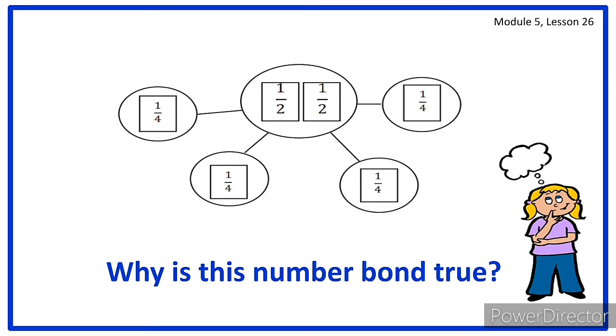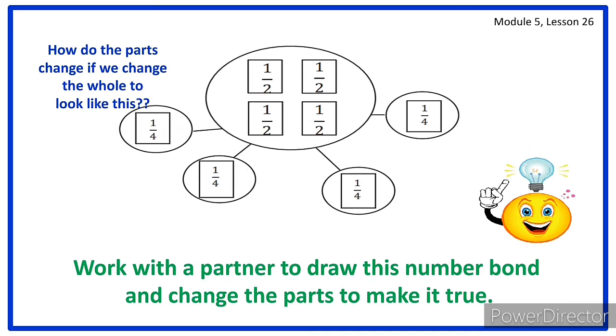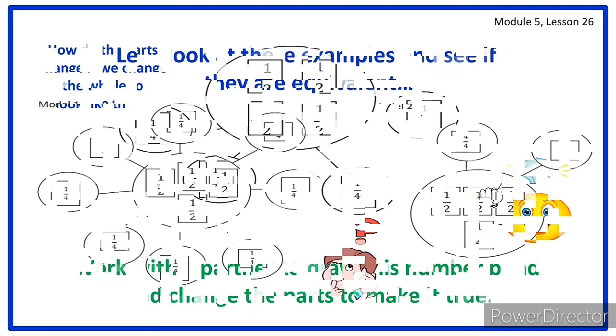You can see in the whole we have 1/2 and 1/2, making it one whole. Here we have 1/2, 1/2 in 4 places, making it 2 wholes. So work with your partner to draw the number bond and change the parts to make it true. What are you going to add to the number bond to make it true?